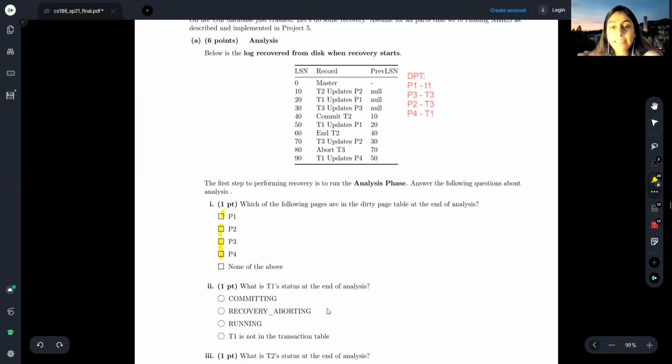What is T1's status at the end of analysis? At the end of analysis, we're looking at the log that we have right here. The last record that T1 had was an update for P4. It's not aborting. It hasn't decided to commit. It hasn't ended. So at the end of analysis, if there are any transactions that are still running, we decide to abort them. So that means that it will be in recovery abort.